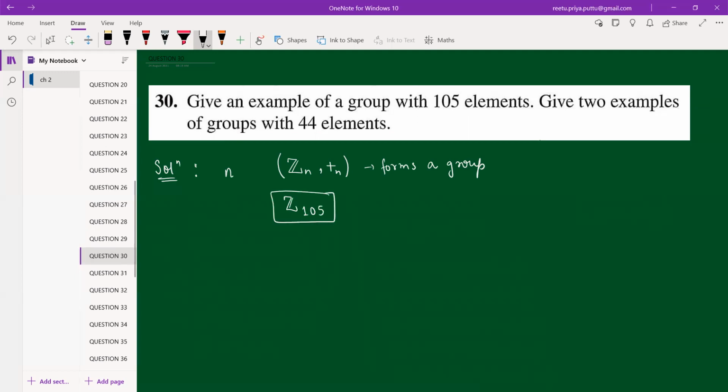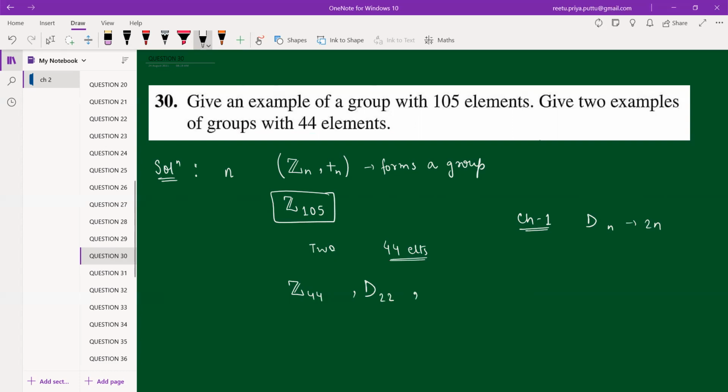Now, secondly, the question is getting smarter. Why is the question getting smarter? Because we are asked to find 2 examples with 44 elements. So how can we find 2 examples for 44 elements? One is very simple, that is Z44. And the second, which you have studied in chapter 1, is the symmetry group, which is basically D2n. Or sorry, it's Dn, which has 2n elements. So basically it will be D22, because it will contain 44 elements.